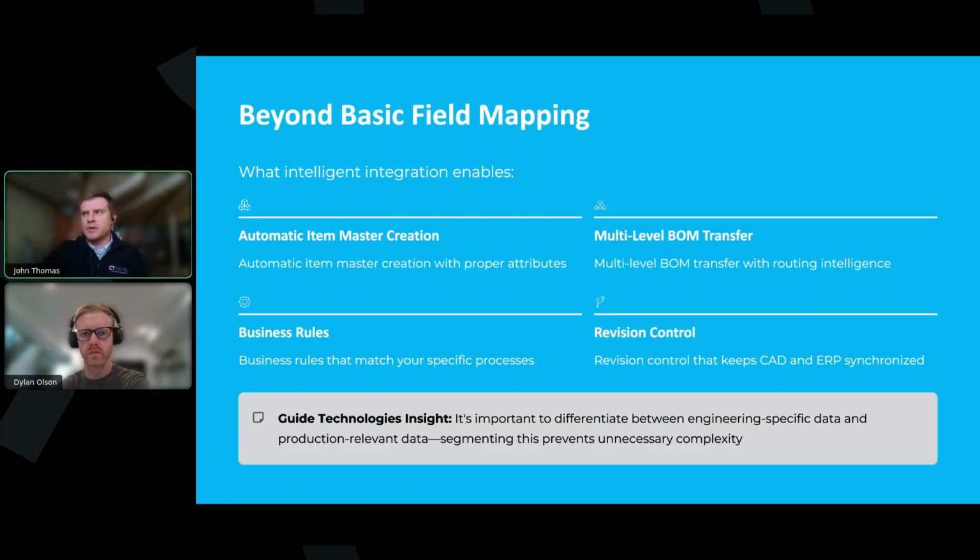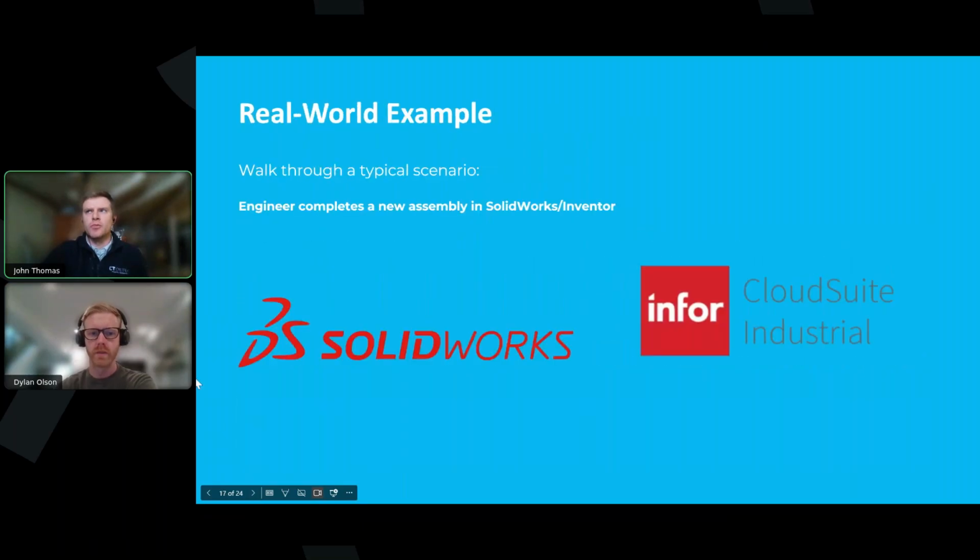And it is important to differentiate between those engineering specific data and production relevant data, making sure you segment those things effectively as you go through. Walk us through a real world scenario though here, Dylan. So an engineer creates a new assembly, call it SolidWorks, call it Inventor, whatever your design software would be. Walk us through what that would look like from intelligent integration. You've got this in place and you're going over to CSI. What does that look like?